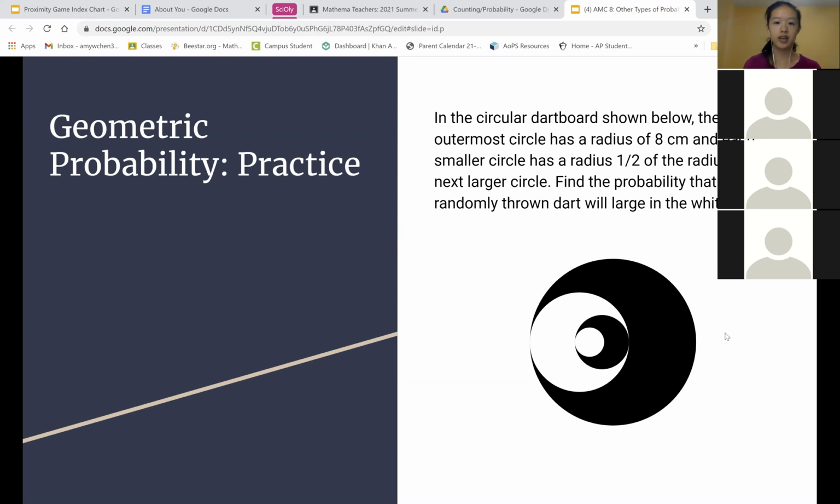All right, so in this dartboard shown below, it's a very weird dartboard. The outermost circle has a radius of 8 centimeters, and each smaller circle has a radius that's 1/2 of the radius of the next larger circle. Find the probability that a randomly thrown dart will land in the white area, and that should read land.